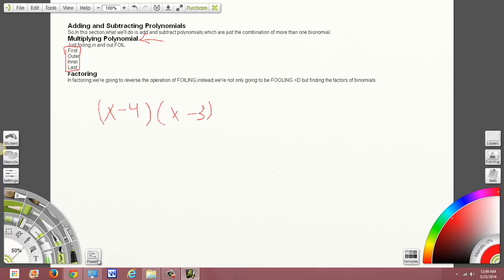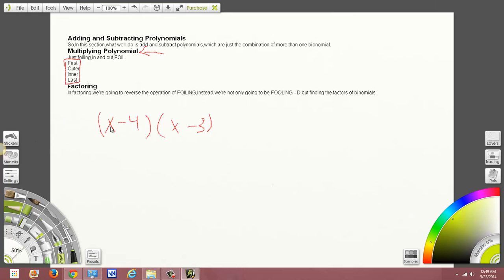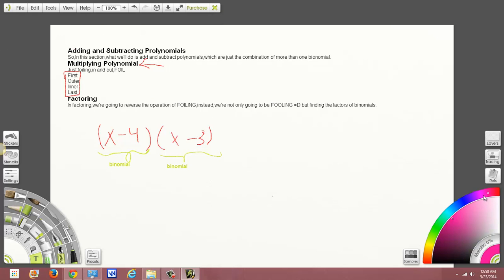Okay, so on this side, what do we have? On this side, we have a binomial. And what do we have on the other side? We have another binomial. So what we're doing here is multiplying two binomials with each other. So how do you do it? Is there a special way? Well, yes. You have to distribute.